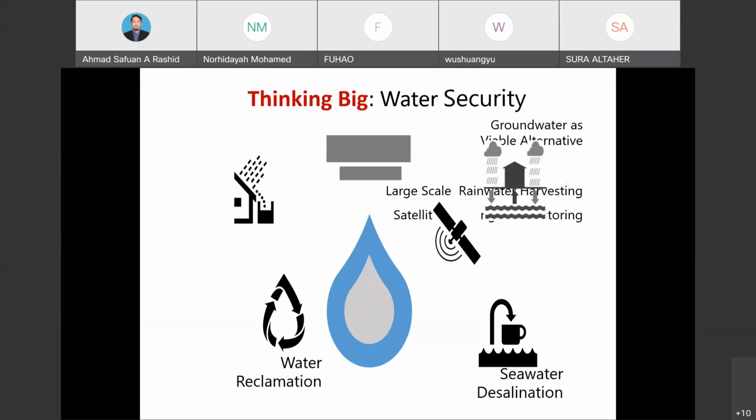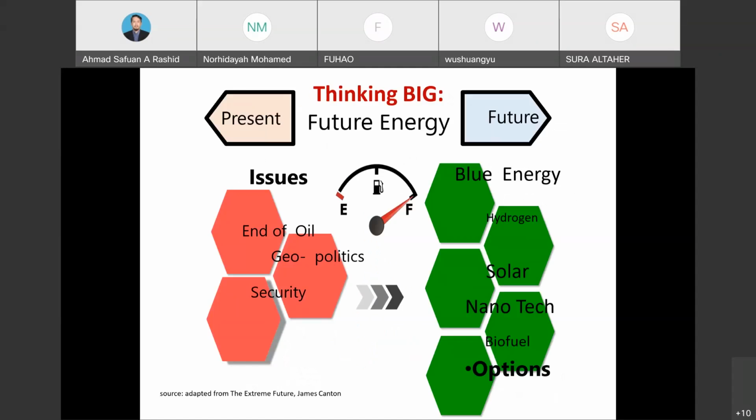Then we have here water security. Rainwater harvesting, groundwater as alternative methods, seawater desalination, water reclamation. This is for the energy, future energy.